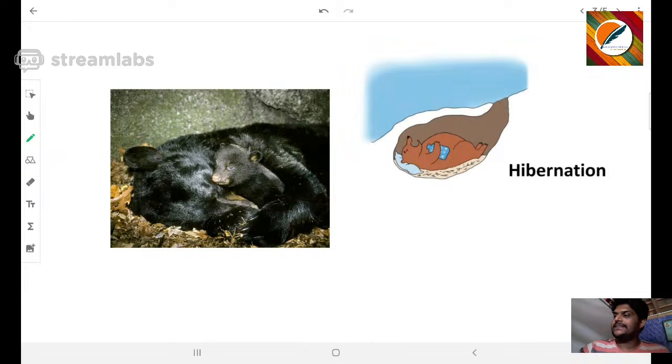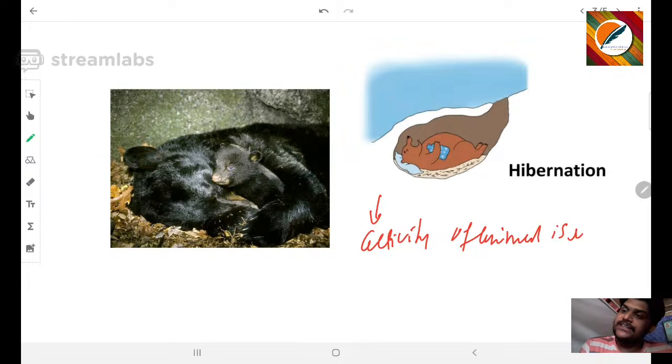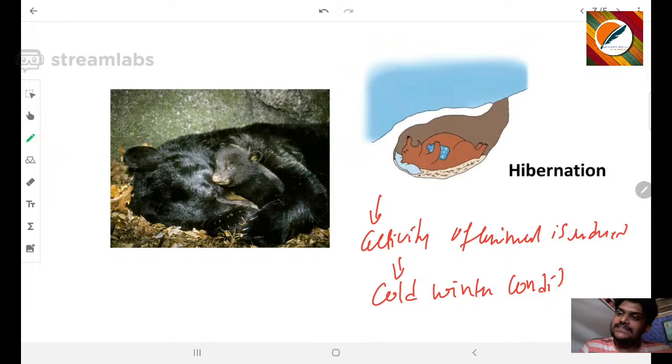Hibernation is the state of reduced activity. The activity of an animal is reduced to avoid what? To avoid the cold winter condition. So same thing, there is another one, that is estivation, where the animals go into burrows to avoid the high temperature. Okay, that can be seen in the squirrels.